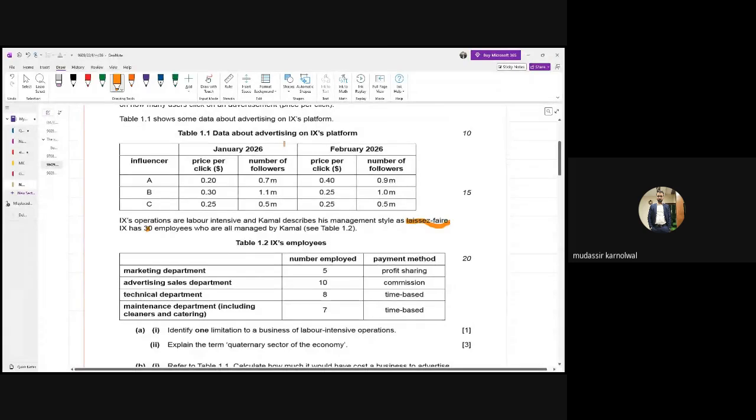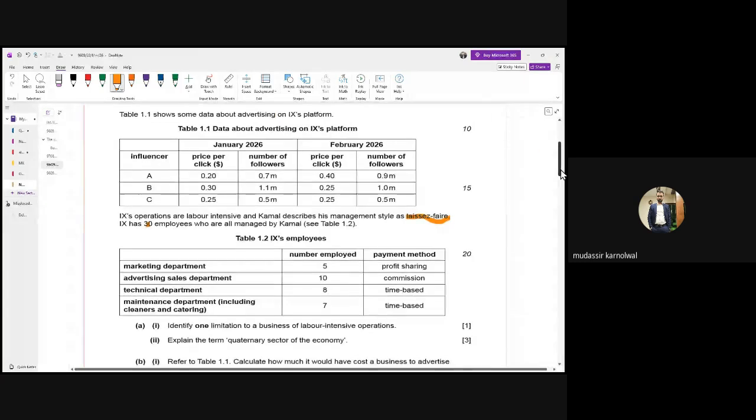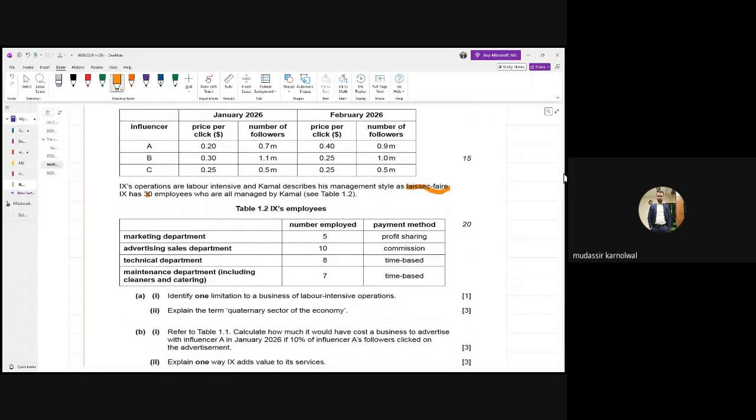Okay. Then very important part in paper 2, that is calculation. Refer to table 1.1. Calculate how much it would have cost a business to advertise with influencer A in January 2026 if 10% of influencer A's followers clicked on the advertisement. Now this is very good. January 2026. So answer lies here.